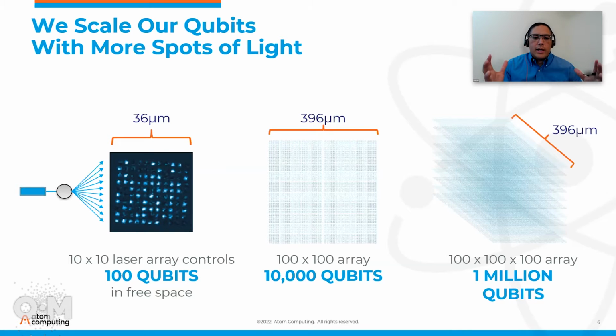Now there's a room-size supporting system with all the lasers and control electronics and things like that that go into supporting where the qubits are operated on. But as we scale from 100 to 1 million qubits, we'll still be within that same size, and the room-size system will be about the same size. So this is why the scalability of our technology is really exciting.